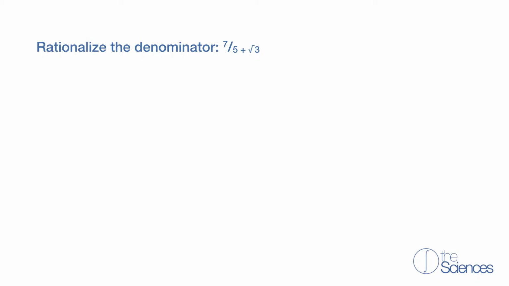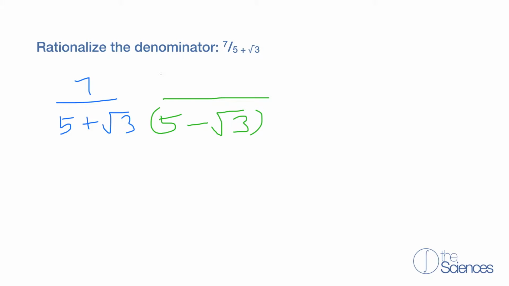Rationalize the denominator: 7 divided by 5 plus the square root of 3. So to eliminate our radical sign, we're going to multiply the denominator by its conjugate. So we're going to multiply it by 5 minus the square root of 3. And we're going to multiply the numerator by 5 minus the square root of 3.